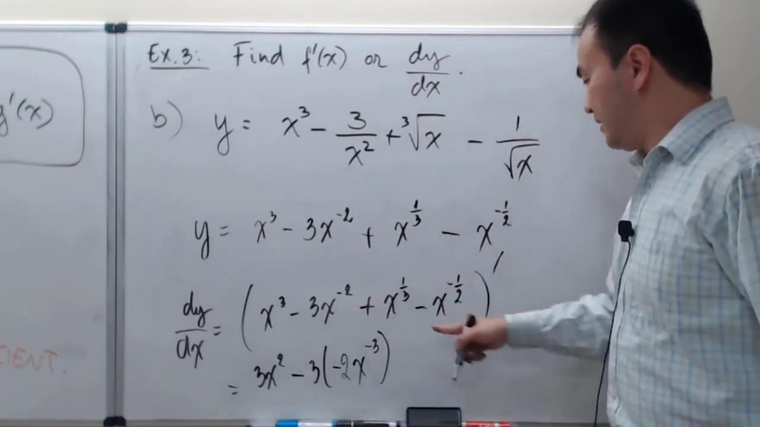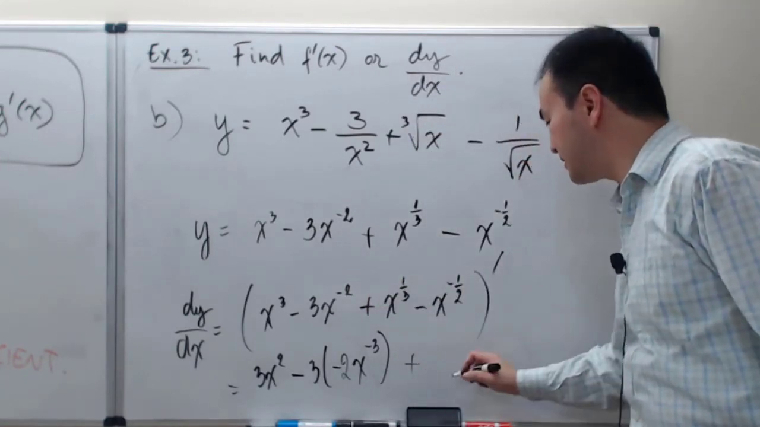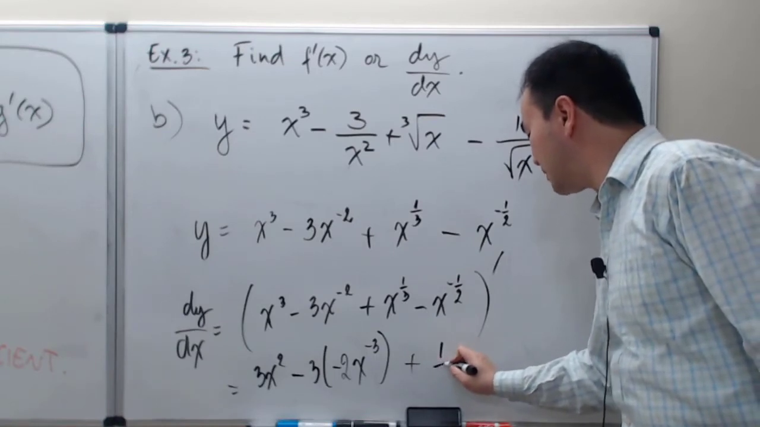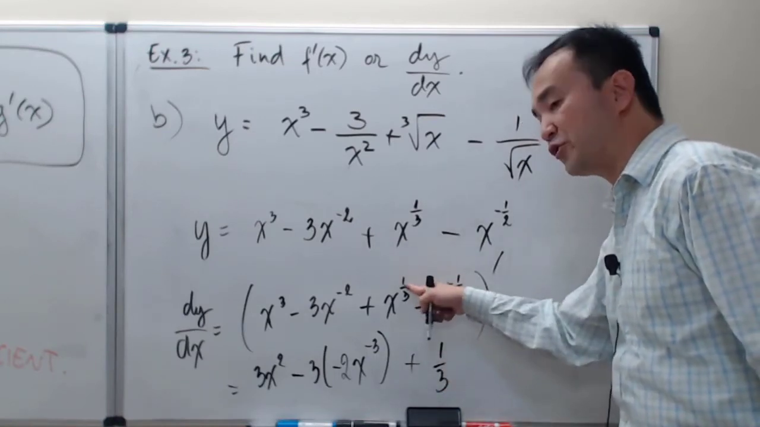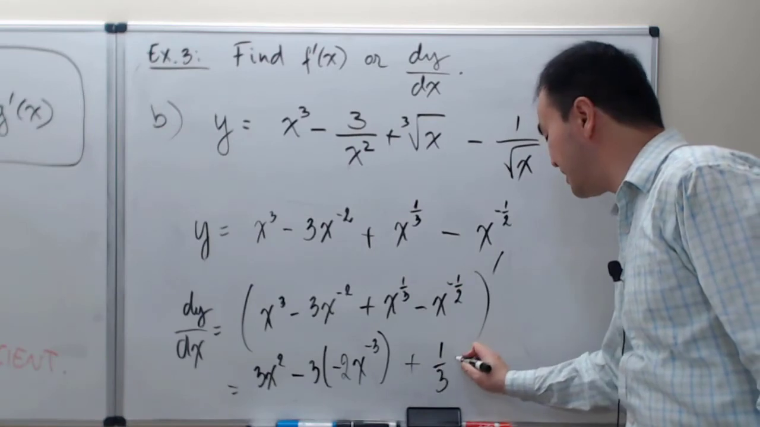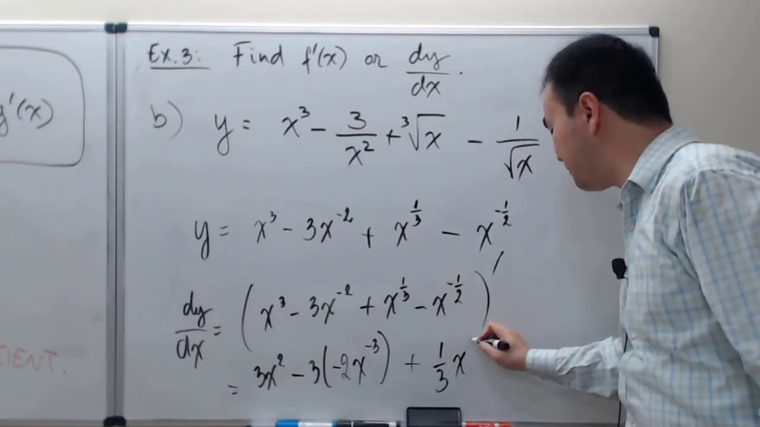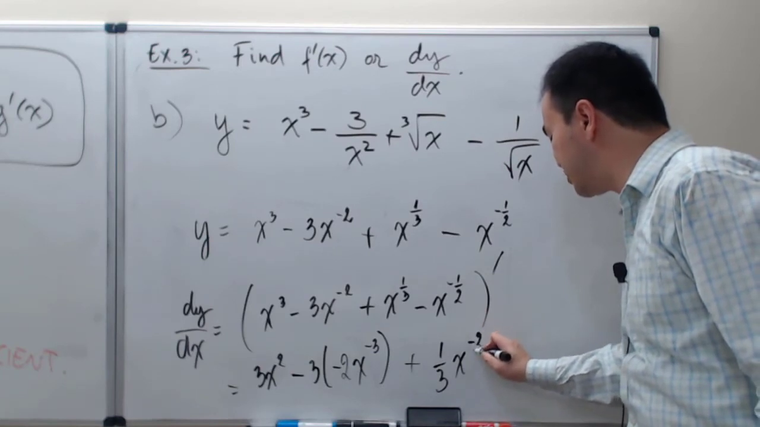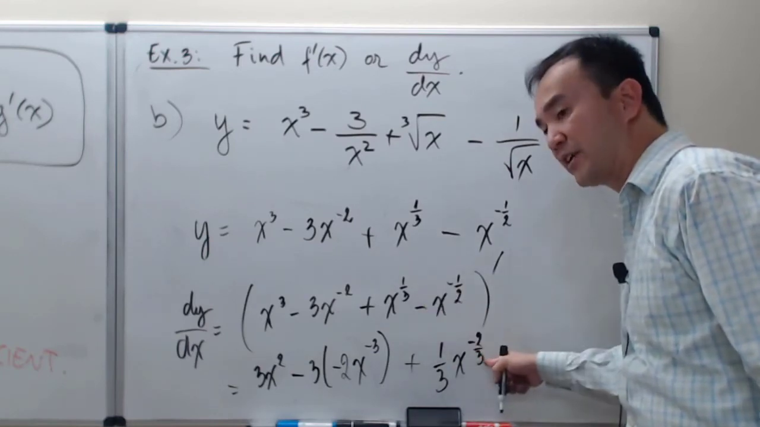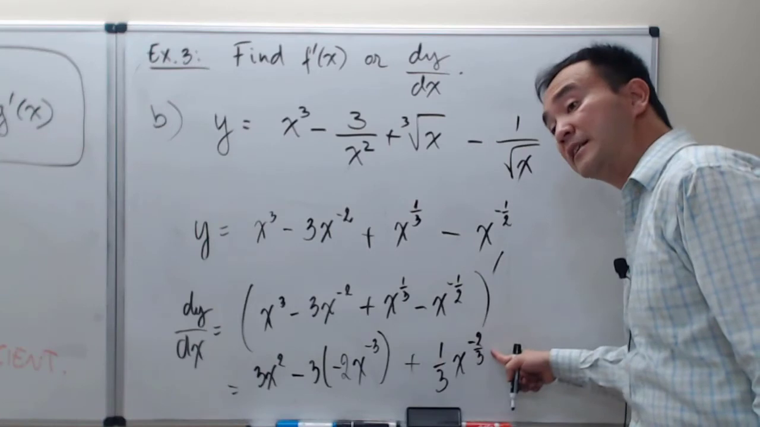Okay, and then this next term plus, okay, 1/3 as a power, that's the original power, multiply as a coefficient, x to the, now 1/3 minus 1. 1/3 minus 1 is a negative 2/3. I'm spelling it out right there so anyone viewing my video can follow along.